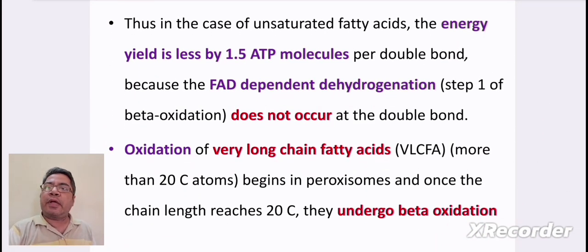Thus, in the case of unsaturated fatty acids, the energy yield is less by 1.5 ATP molecules per double bond, because FAD dependent dehydrogenation does not occur at the double bond. Oxidation of very long fatty acids begins in peroxisomes, and once the chain length reaches 20 carbon atoms, they undergo beta oxidation.